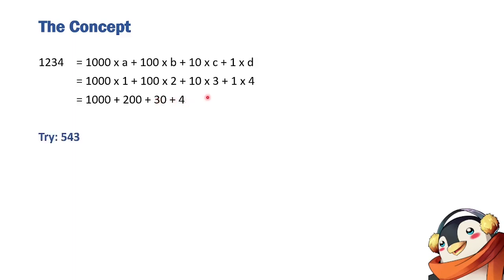Next, you can try 543 yourself. You may pause this video if you wish, and try it out. Okay, let's go through this example now. 543 can be represented using 100 multiplied by 5 plus 10 multiplied by 4 plus 3. Okay, it gives you 500 plus 40 plus 3. This is a very important concept that you will need to solve Math Olympiad questions going forward.